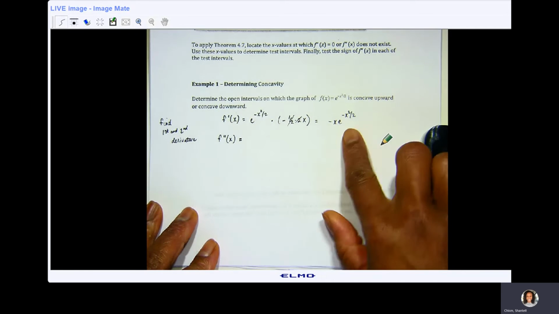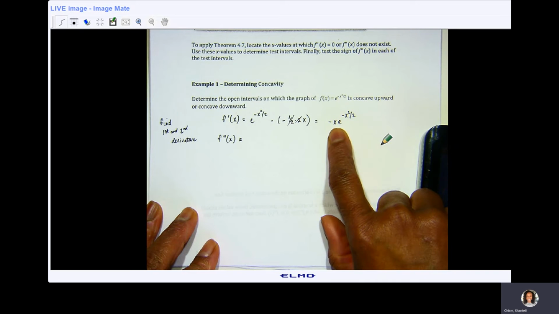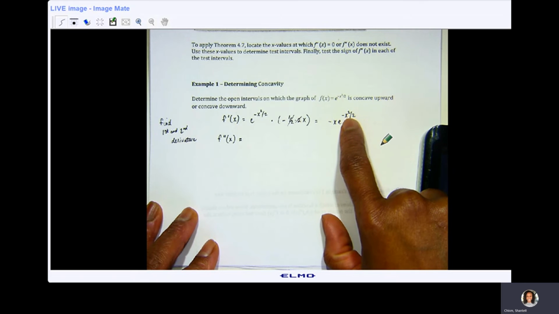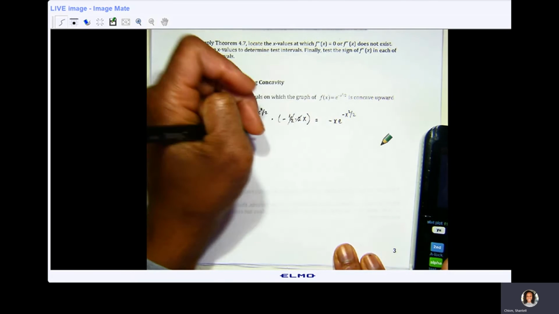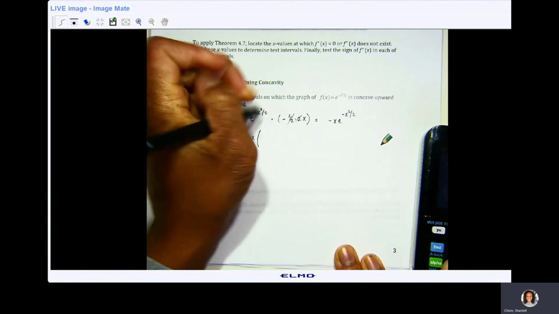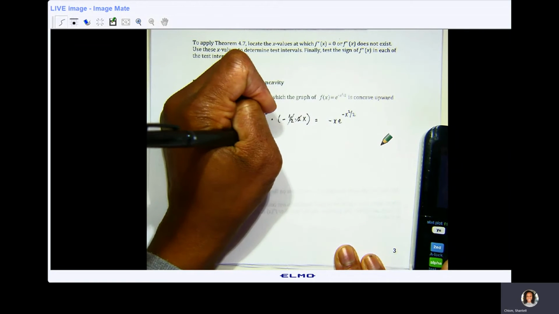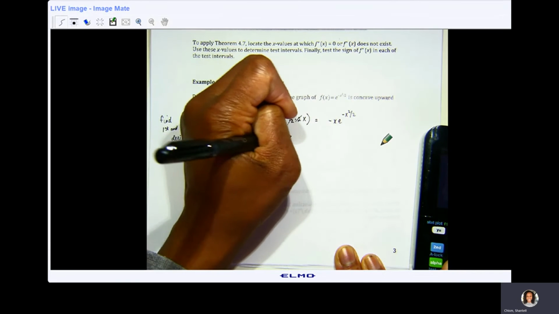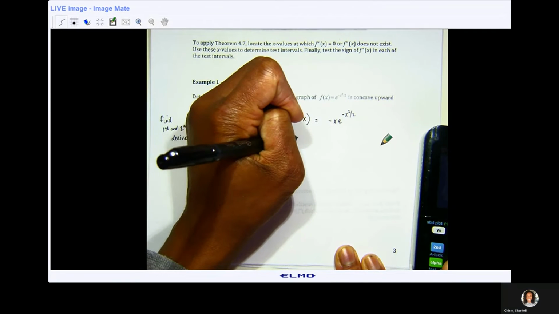Okay, so f double prime, I have to take the derivative of this. And this now is a product of two functions. We've got the negative x and we've got the e to the negative x squared over 2. So I'm going to have to use the product rule, and within the product rule, I'll apply the chain rule for this part. According to the product rule, it's first times the derivative of the second. So first, negative x times the derivative of the second, which will be e to the negative x squared over 2 times negative 1/2 times 2x.